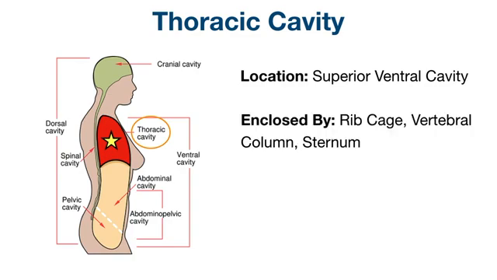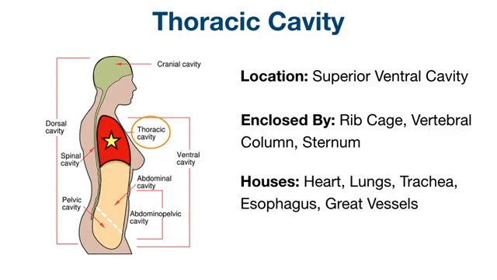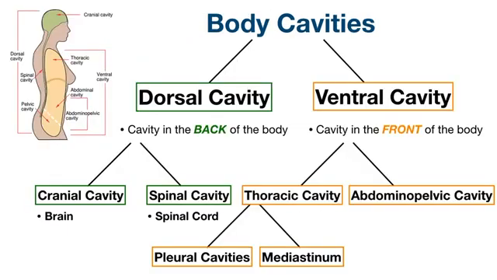The thoracic cavity is enclosed by the rib cage, vertebral column, and sternum. The main contents of the thoracic cavity include the heart, lungs, trachea, esophagus, and the great vessels. The thoracic cavity is also lined by membranes, and in order to better understand these membranes, let's first go back to our flow chart. The thoracic cavity can be subdivided even further into the pleural cavities and the mediastinum.